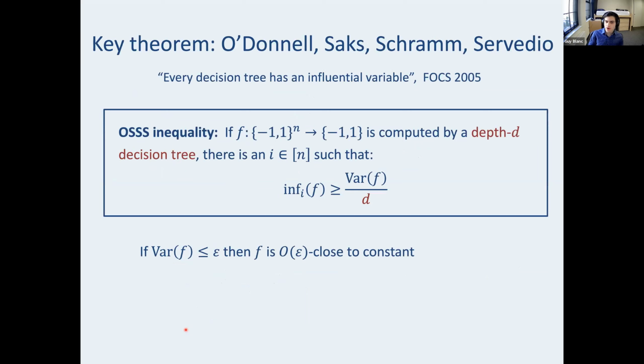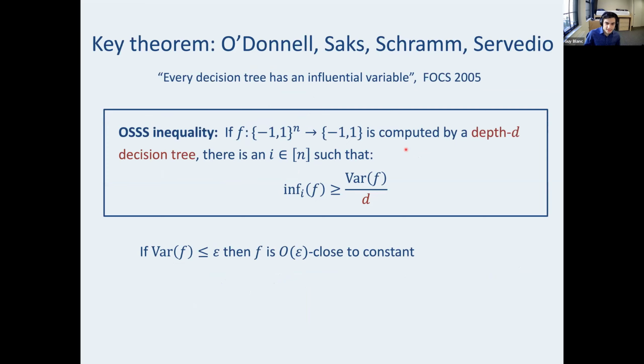Okay, so our task is to show that at each step we can split on a variable with large influence, because then we can make a lot of progress. And for this, we use a very nice inequality, OSSS. The O here is your own Ryan O'Donnell. So the name of this paper is Every Decision Tree Has an Influential Variable, which makes it seem that this will be useful for us in this application.